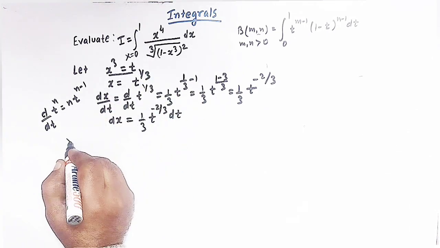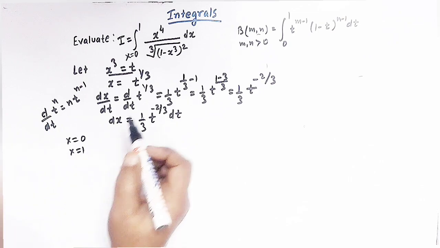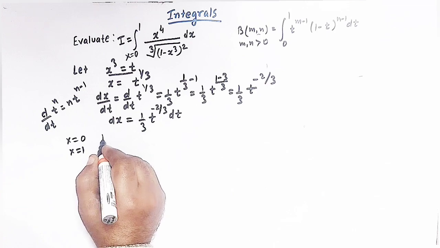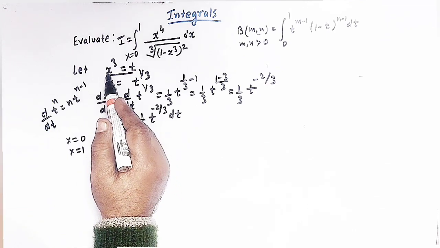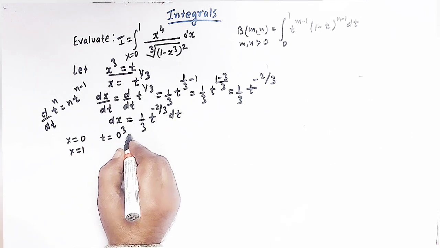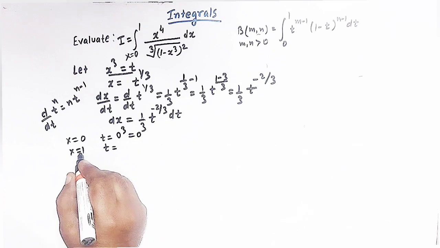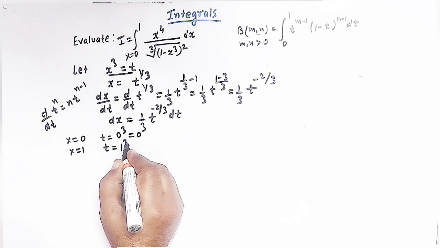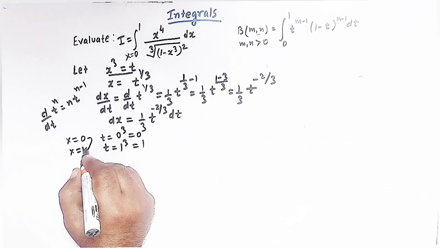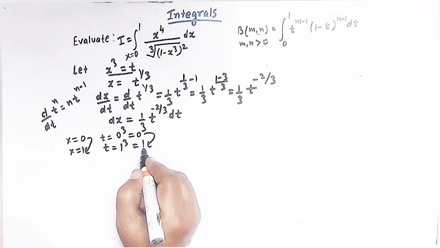So here the lower limit is x is equal to 0, and the upper limit is x is equal to 1. So when x is equal to 0, then the value of t can be obtained from this expression. So we have x is equal to 0, so 0 cube is 0, and when x is equal to 1, then the value of t is equal to 1 cube, that is equal to 1. So when x goes from 0 to 1, then t also changes from 0 to 1.